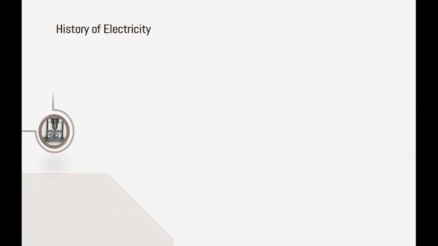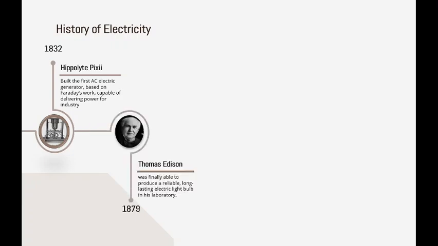Then, as we go on in the history of electricity, in 1832, Hippolyte Pixii built the first AC electric generator that is based on Faraday's work, capable of delivering power for industry. A big generator that produces AC. Then the famous Thomas Edison was able to light an electric bulb in his laboratory in 1879. Because of this, his company was the first one to light up a building using DC electricity.